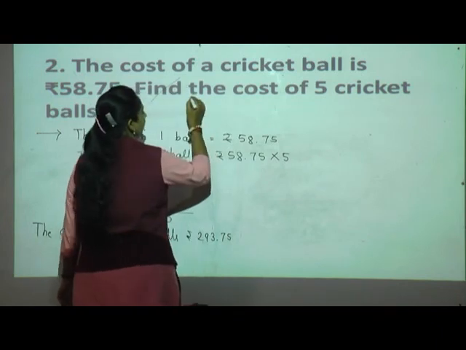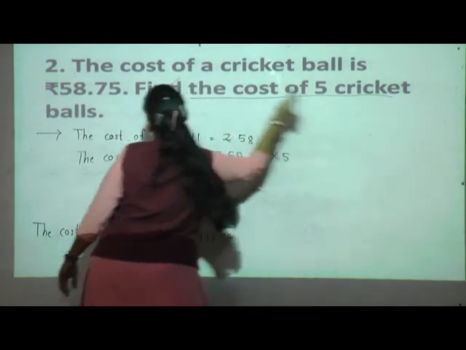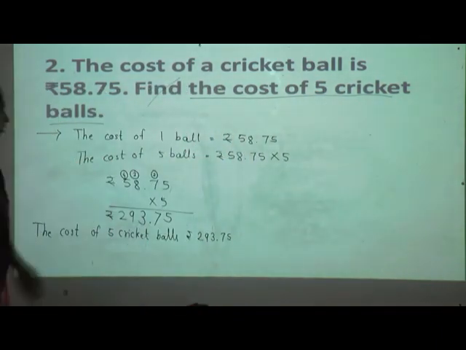Just don't write find the cost of 5 cricket balls. Then write the answer. Clear? Understood? Is that clear? Yes, very easy. Now, next example I'll solve for you.